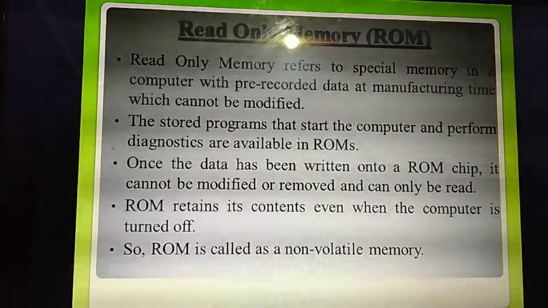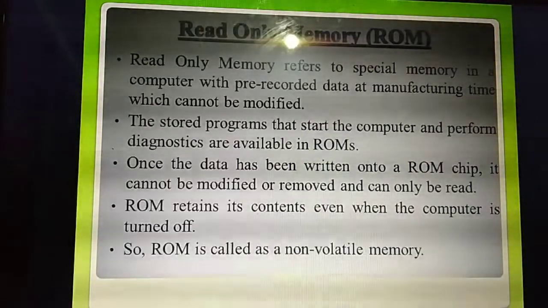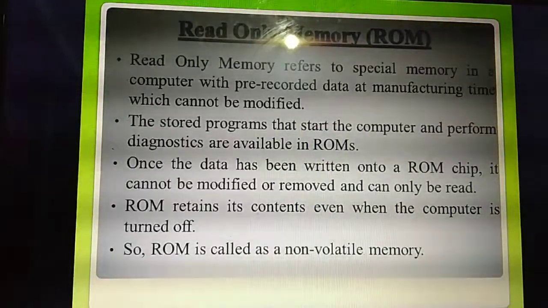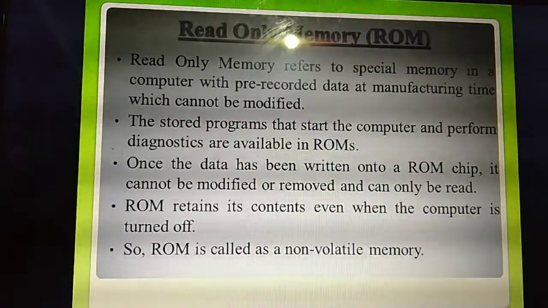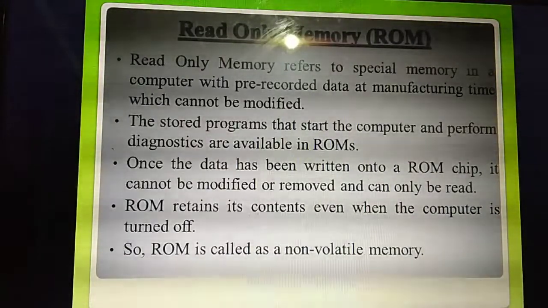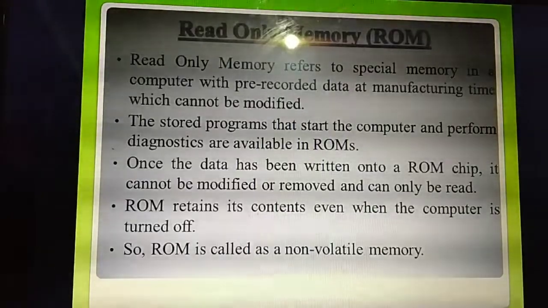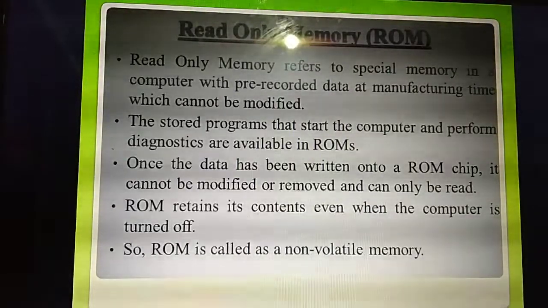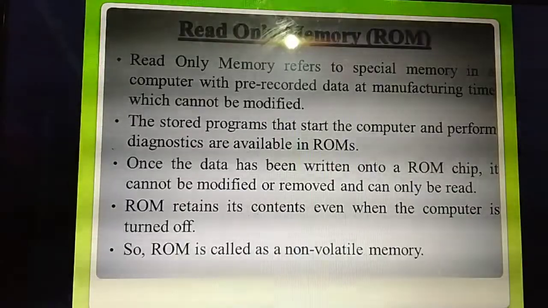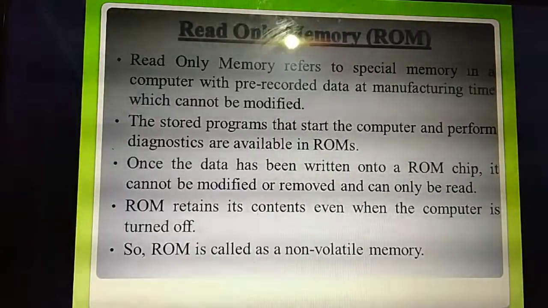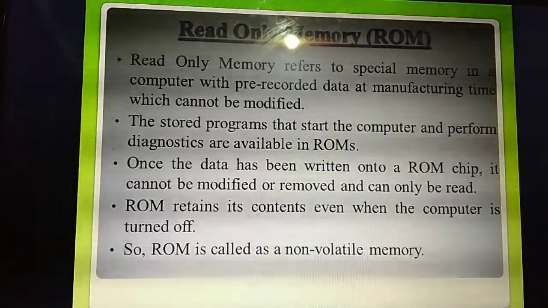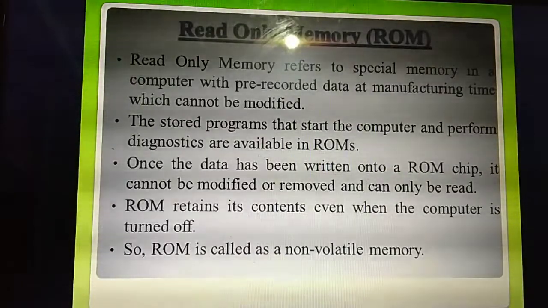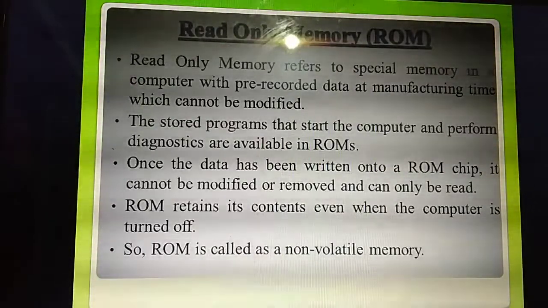What are the contents you are storing in the RAM memory? If the power goes off, will the contents be available in the RAM memory? No. So we are calling it which kind of memory? Volatile memory. And also we have studied kinds of RAM. What are the two types of RAM you have studied? Dynamic RAM and static RAM.